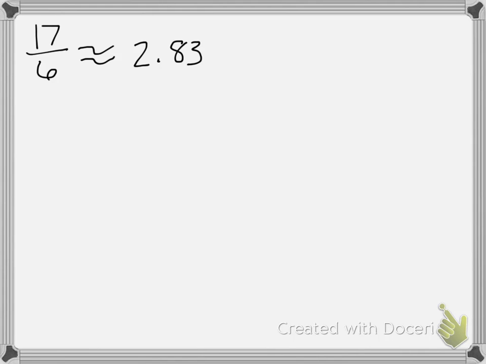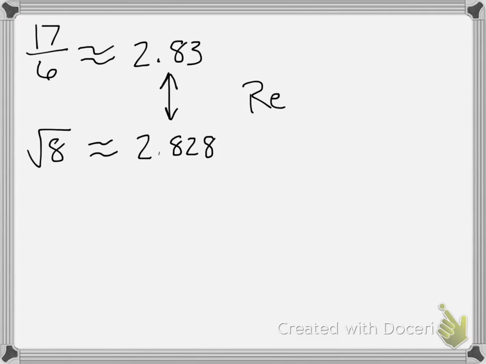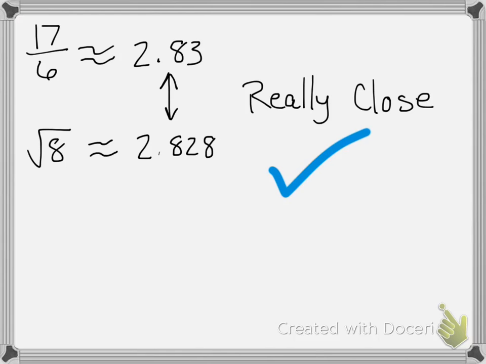And then if you just plug in the square root of 8 into your calculator, you see that it is 2.828. You can tell right off the bat that those are really close, so you know that answer checks out, and that we just approximated the square root of 8 using differentials.